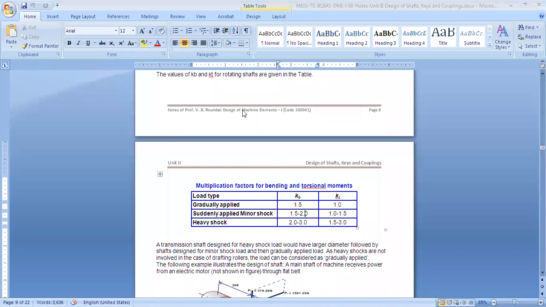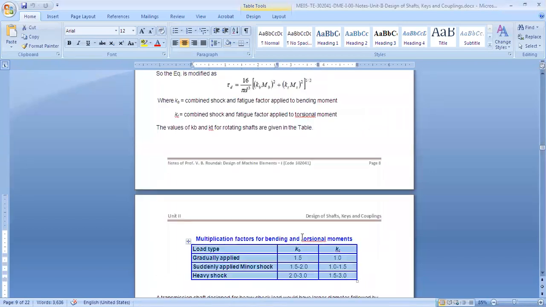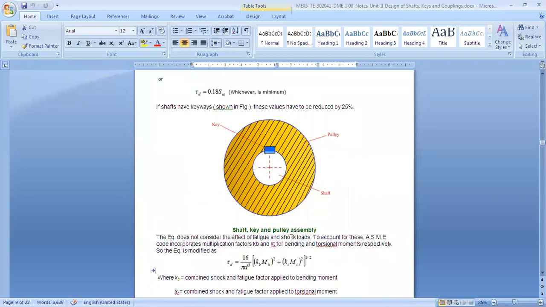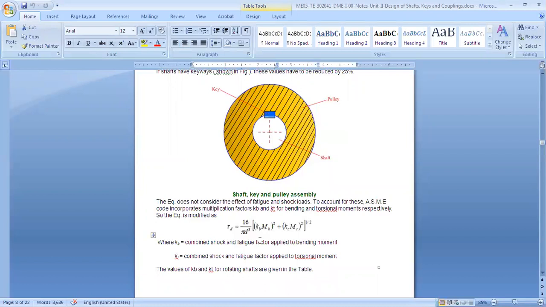But if it is a heavy shock, meaning very big, like a hole on the road and you have got a very big bump, or a sudden accident, for that kind of shock you will take KB from 2 to 3 and KT from 1.5 to 3. So these are the factors which you will use depending on the application of the shaft, and use those in this equation of the ASME code design.